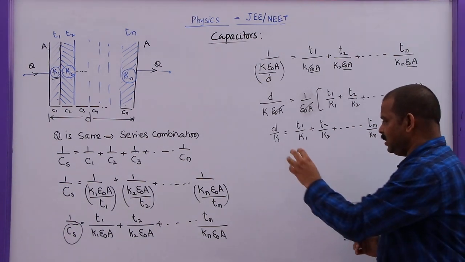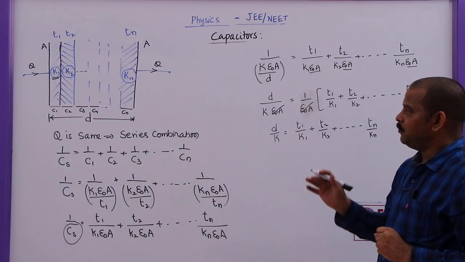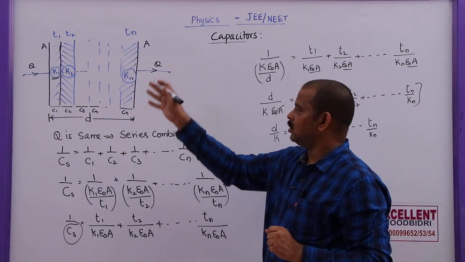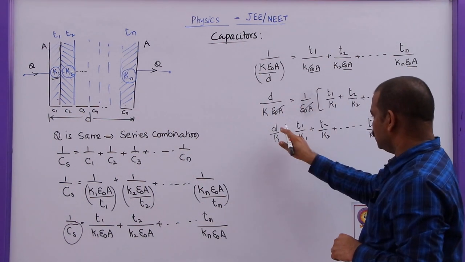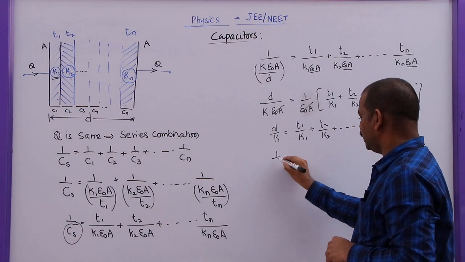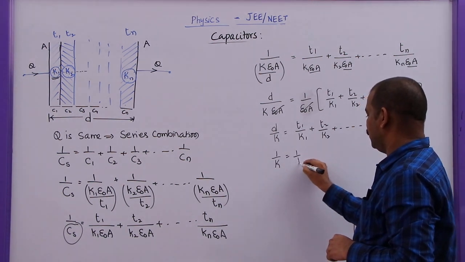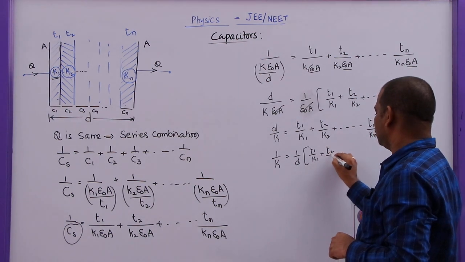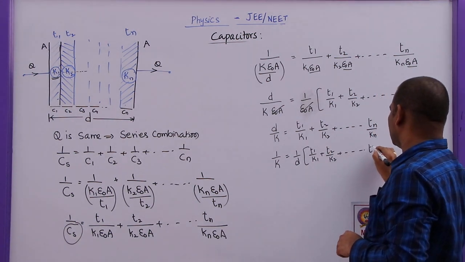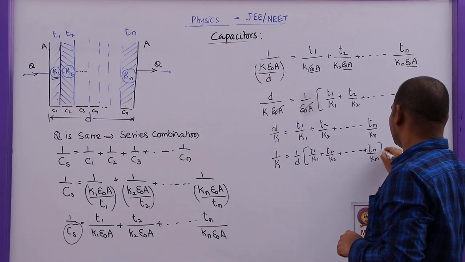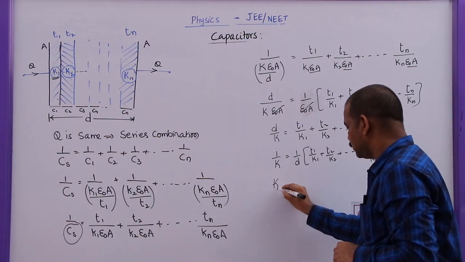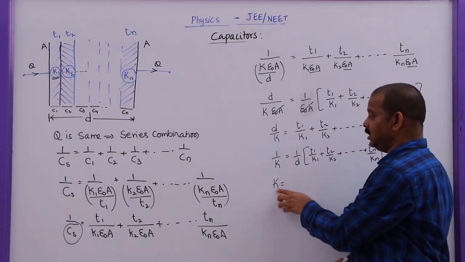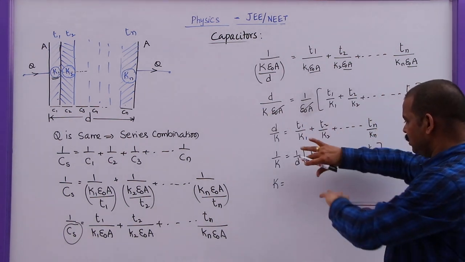Now, if you want to find out the K value, that is the effective dielectric constant of this entire capacitor, you can bring this d here. This 1 by k will become 1 by d into T1 by K1 plus T2 by K2 and so on, Tn by Kn. So, the effective dielectric constant of this entire combination is given by the inverse.